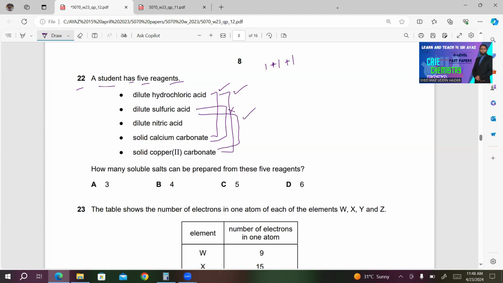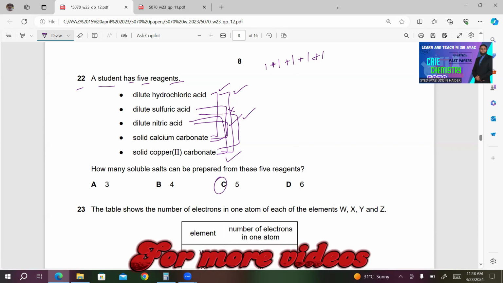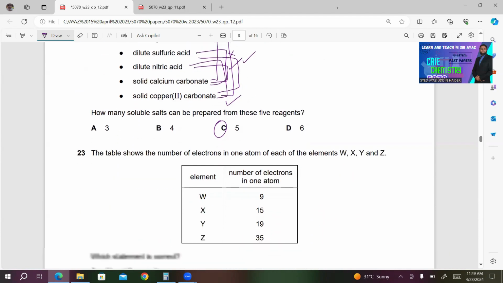What if you react nitric acid with calcium carbonate? You will get calcium nitrate. It's a soluble salt. What if you react nitric acid with copper(II) carbonate? You will get copper(II) nitrate. It's also soluble. So there must be 5 soluble salts that can be made from these 5 reagents. C is the right answer.